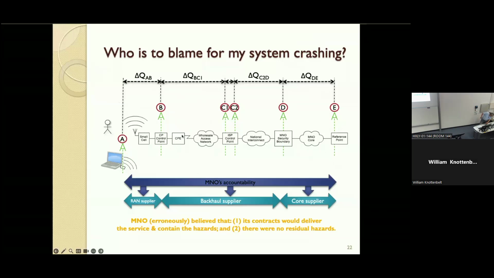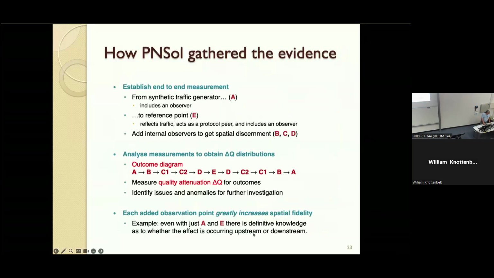So they had to basically lease or make contracts with different companies for the different parts of this. And there were, of course, requirements. All these connection points, B, C1, C2, and D, were ruled by certain performance requirements, okay? So the MNO believed that its contracts would be sufficient, the service would be delivered, the hazards would not be too dangerous, and there wouldn't be any residual hazards. So this was an error, and we'll see why it was an error.